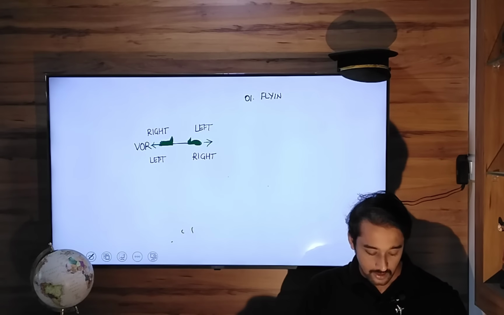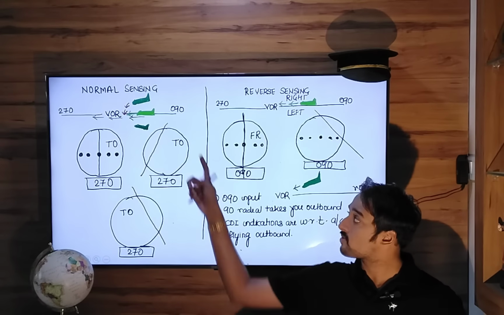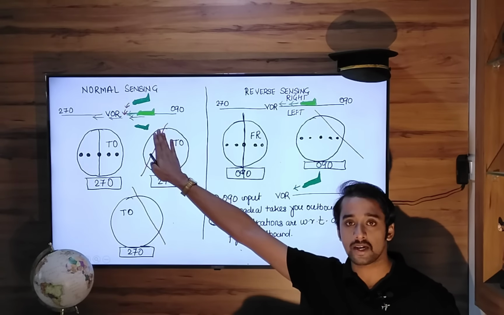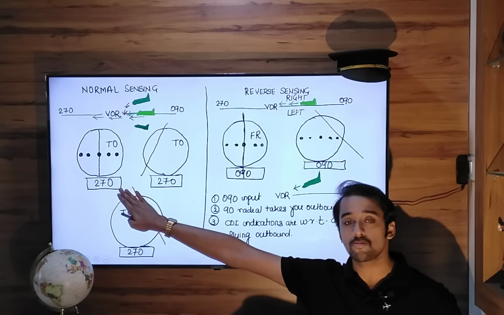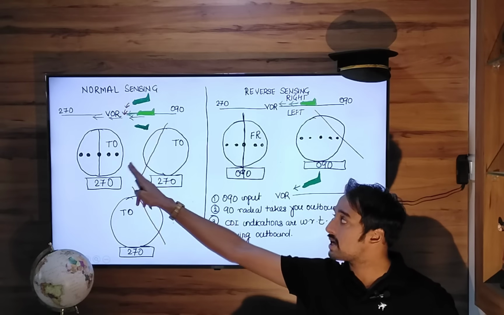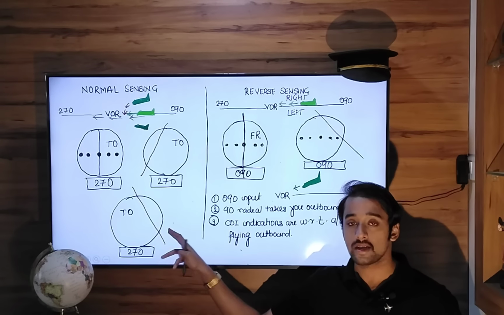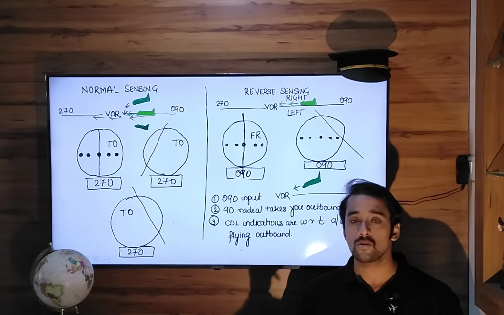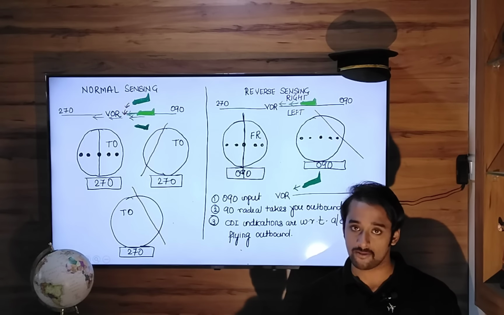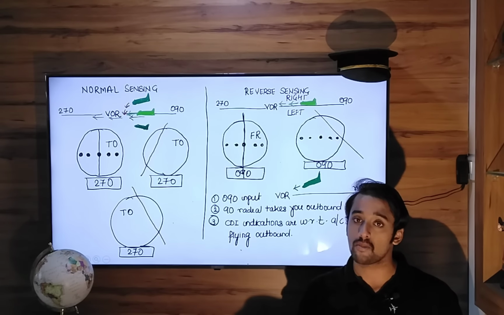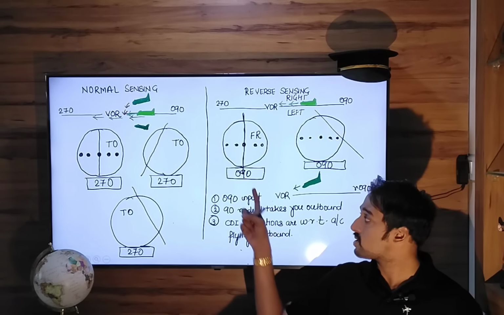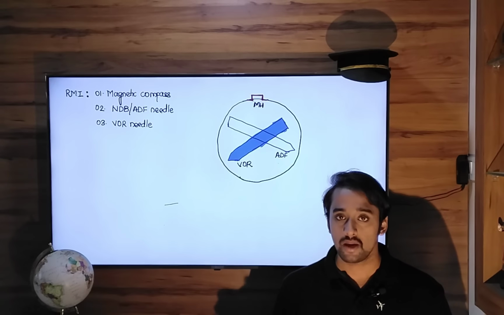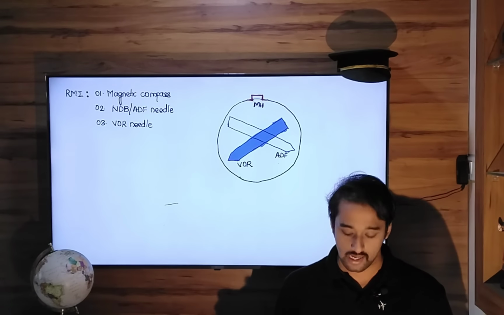In normal sensing, you are flying towards the VOR. So you may be on radial 090, accepted, but the correct way is to put 270. So the CDI indications will move left or right in normal sense. All you have to do is just follow the CDI indications, not use your mind and follow the opposite of that. In case of reverse sensing, you have to do the opposite of what the CDI says, because you have put the wrong setting.